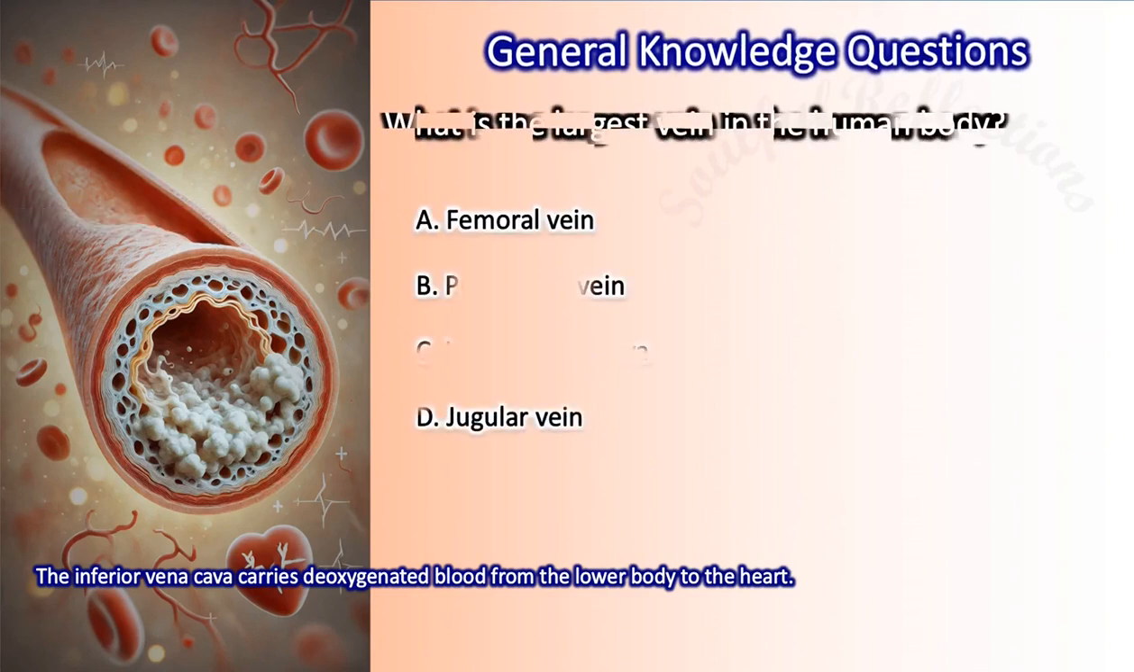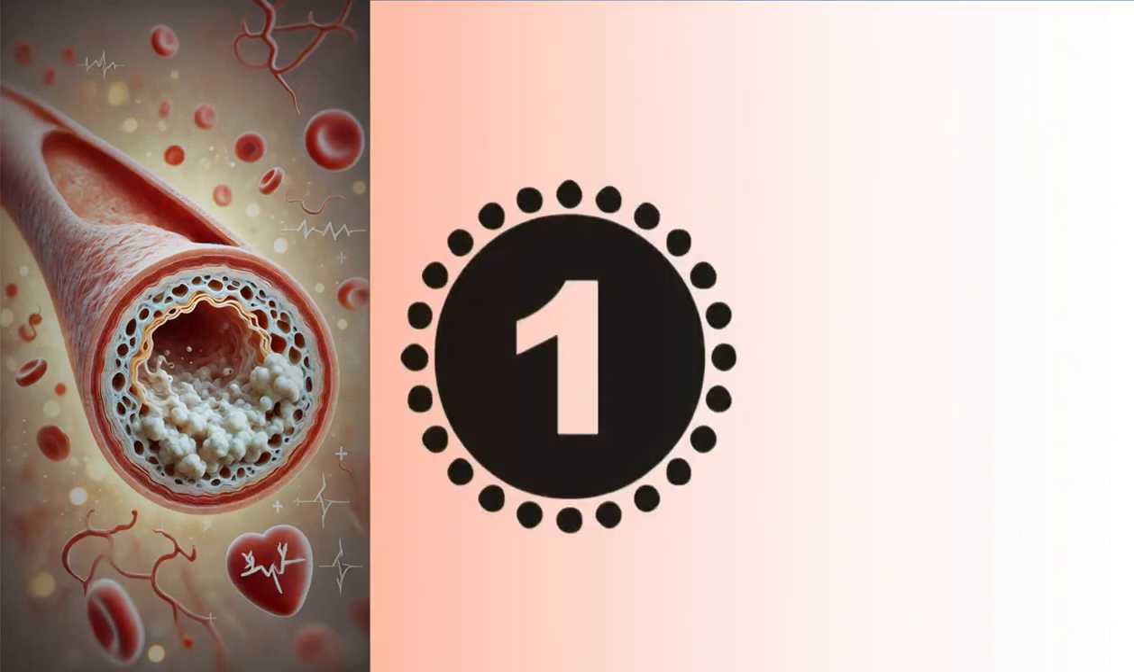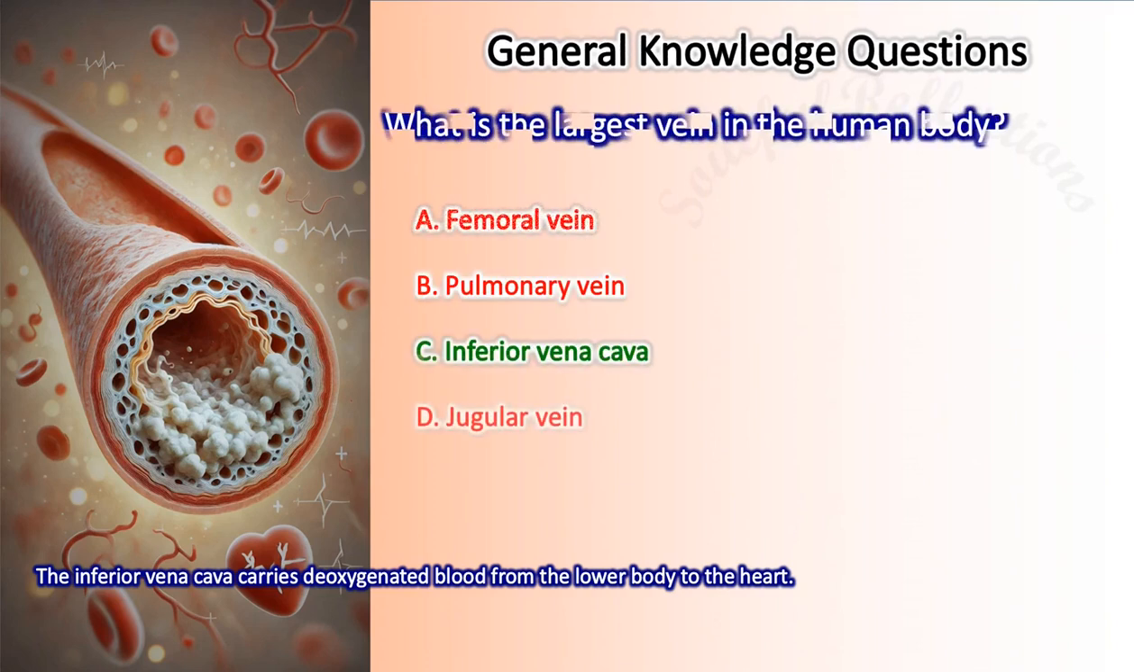What is the largest vein in the human body? Option 1, femoral vein. Option 2, pulmonary vein. Option 3, inferior vena cava. Option 4, jugular vein. The answer is Option 3, inferior vena cava.